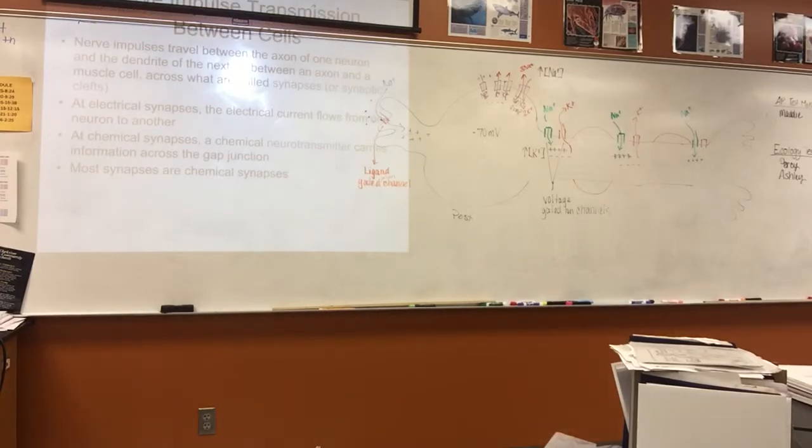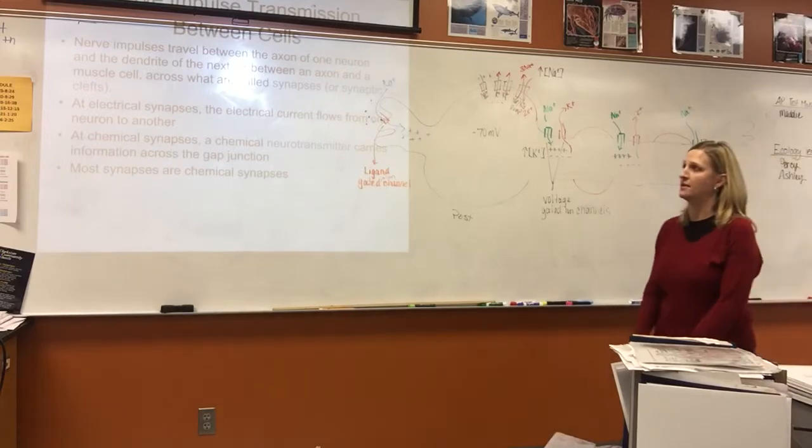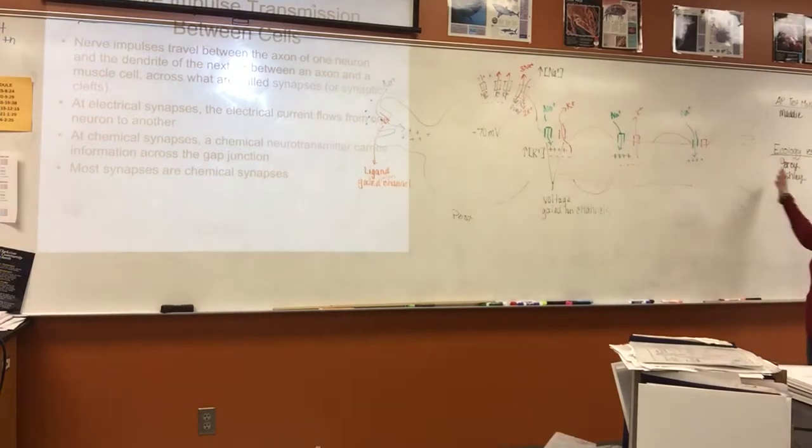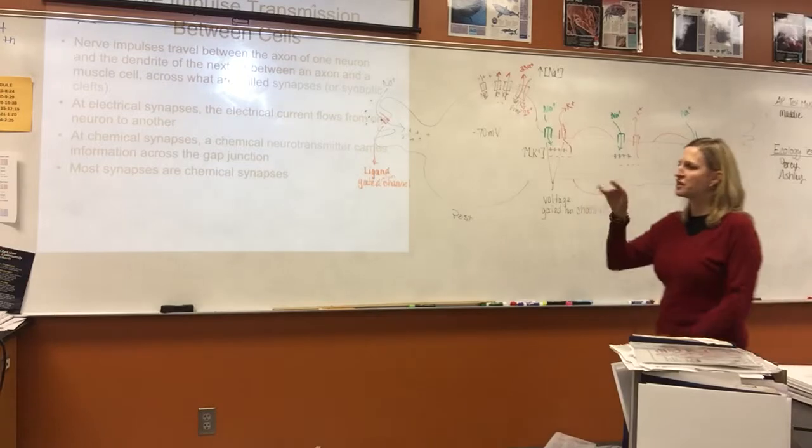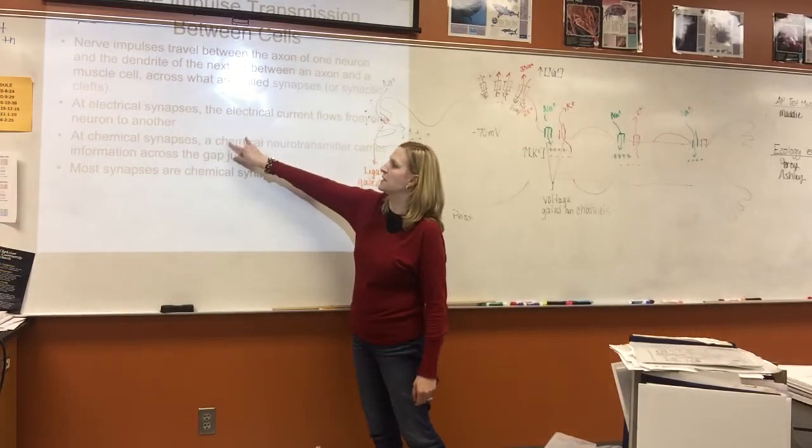All right, so then the last thing we need to do is talk about what happens at the end. Nerve impulses travel between the axon of one neuron and the dendrite of the next, or between an axon and a muscle cell, across what we call synapses, or the space is sometimes called a synaptic cleft. At electrical synapses, the electrical current flows from one neuron to another, and at chemical synapses, a chemical neurotransmitter carries information across. Most synapses are chemical synapses, so I'm going to focus on that.